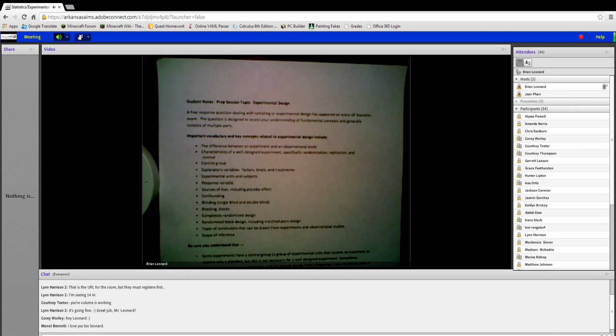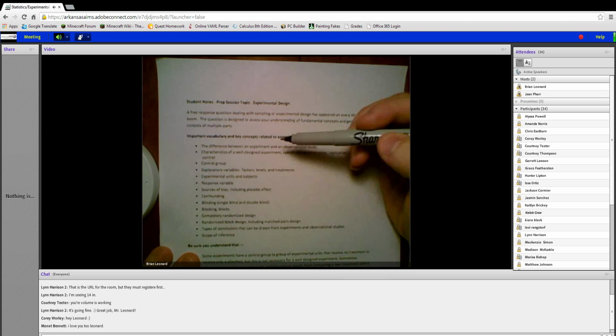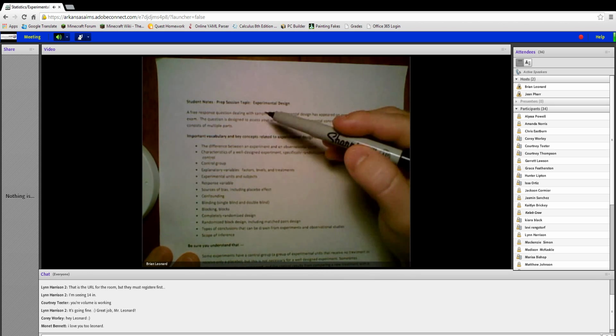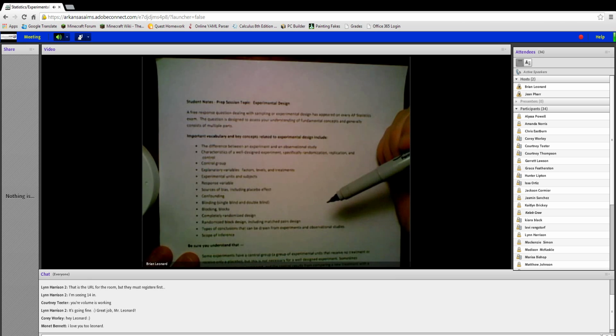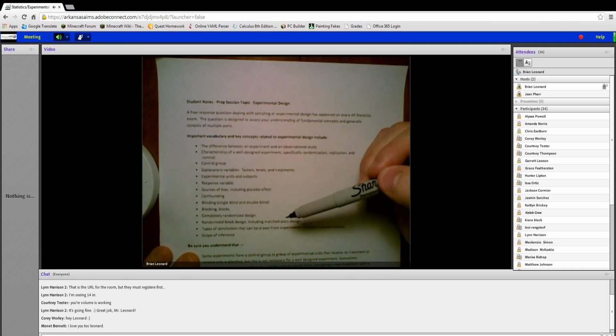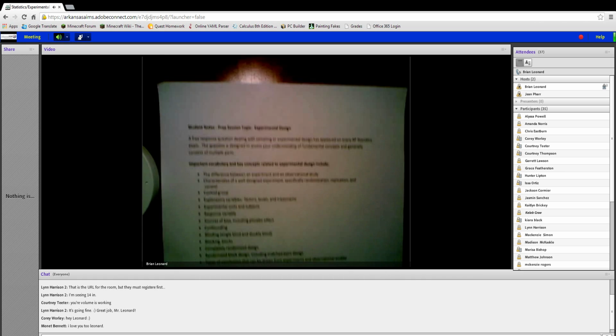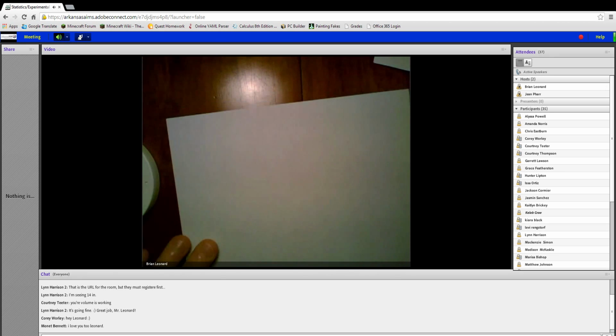We are going to review experimental design, and you should have this packet. Your teacher should have provided this to you, the experimental design packet. It starts with a bunch of terms on the first page, and I have to be honest, I have to kind of look at an example to really get an idea what those terms actually mean. So let's look at an example.